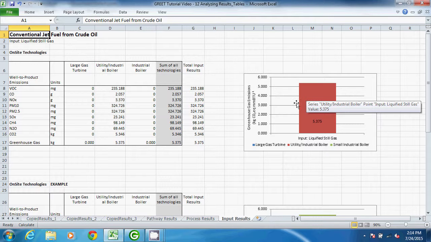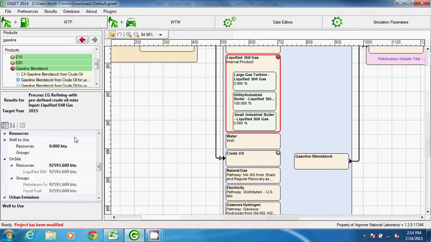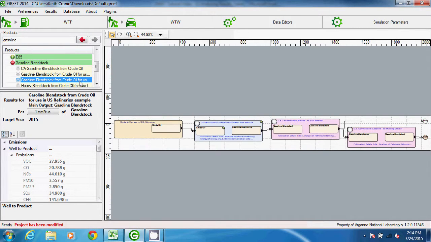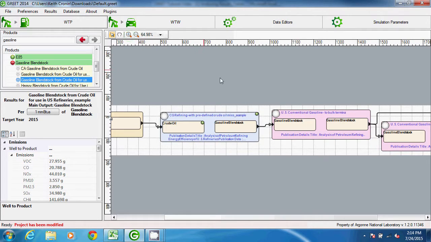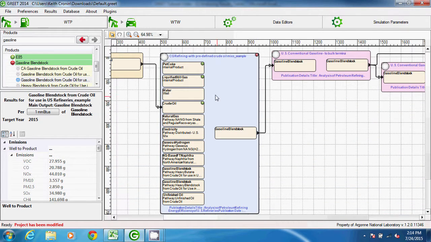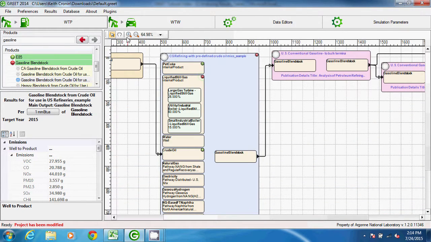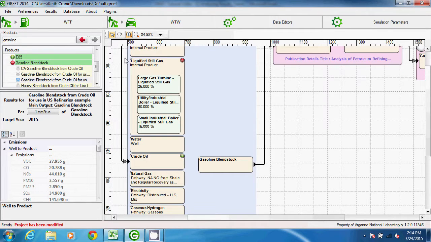To build on this example, I added a similar process and pathway, but changed the liquefied still gas input so that all three technologies had some share percentage. I'll expand the refining process, then expand the still gas input. And now the large gas turbine has a 25% share, the utility industrial boiler has a 60% share, and the small industrial boiler has a 15% share.